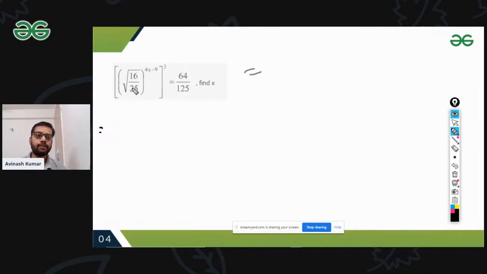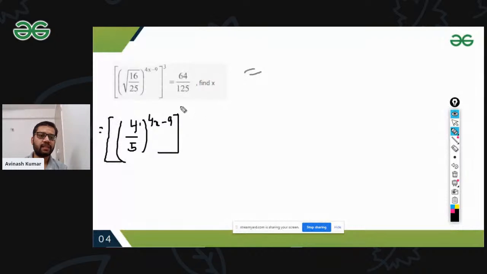Those who are just watching these live classes, just let me know the answer in the chat box. Meanwhile, I am also trying to solve this. This 16 by 25, since it's under root, we can also write this as 4 by 5. I hope you understand. This will be 4 and this will be 5. This will be 4x minus 9, and this whole to the power 3 is equal to 64 upon 125.